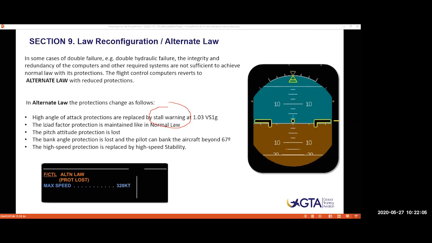What about the load factor, how strenuous my flight will be? It is maintained in the normal way, with normal load. Pitch attitude protection is lost. We can pitch up more than 20 or 30; this is the limitation that we had before, and right now we don't have it. Also, the bank angle protection, we don't have this one. And the high speed protection is replaced by something called stability. This is a lesser protection.